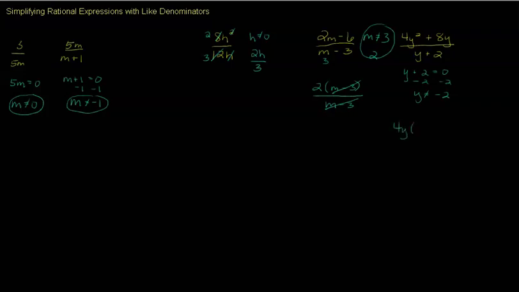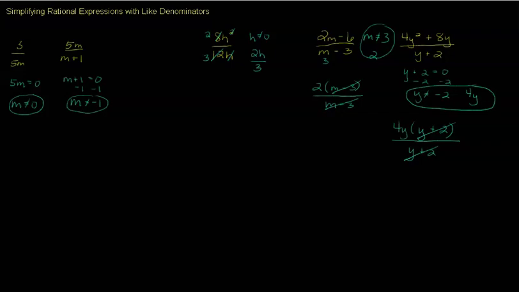So we're left with a y plus 2, right? Because we divide both of these by 4y. On the bottom, we're left with y plus 2. These are going to cancel out, right? Because they're exactly the same. And so your answer would be 4y, okay? And y cannot equal negative 2.